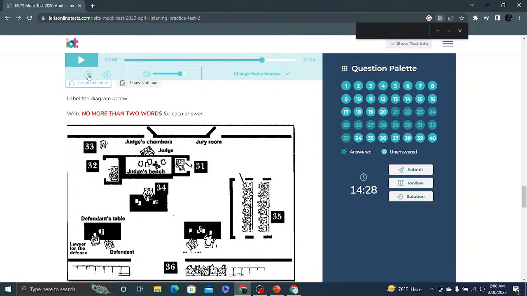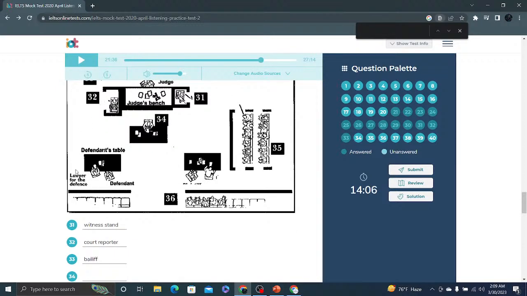Okay, let's listen once again. I missed the answer. Directly in front of the judge's bench, located in the central courtroom area known as the well, is a table where the court clerk sits. So he's saying it's court clerk. Okay, let me put it.